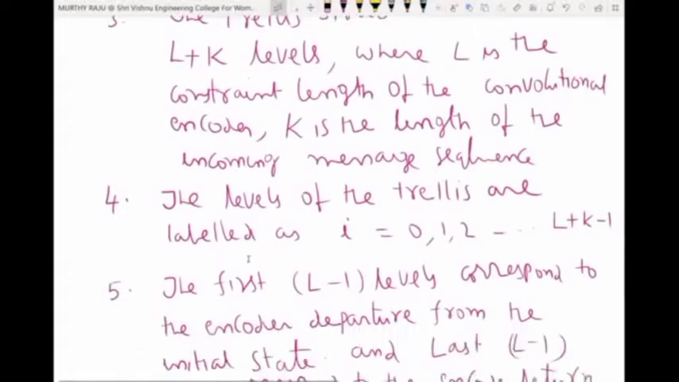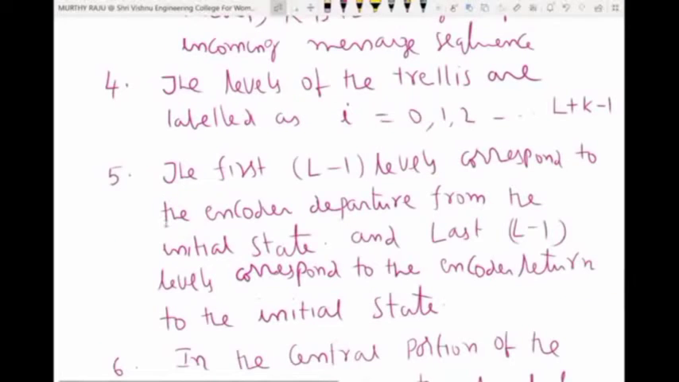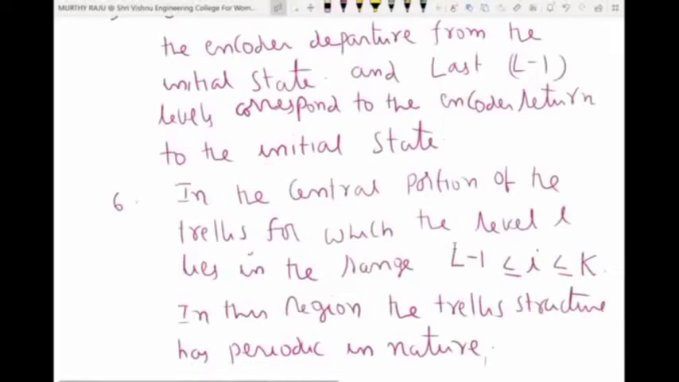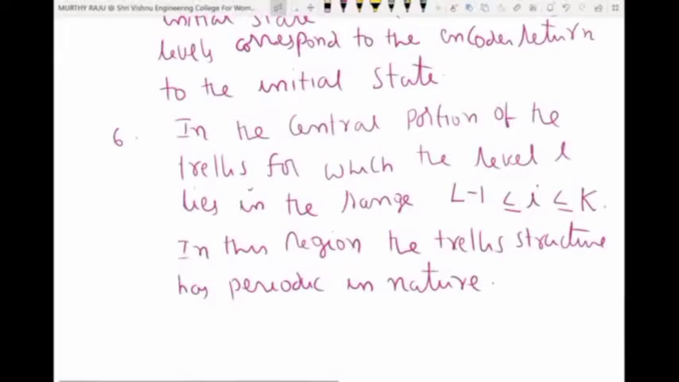The first L-1 levels correspond to the encoder departure from the initial state, and the last L-1 levels correspond to the encoder return to the initial state. The central portion of the trellis, for which the level l lies in the range L minus 1 less than or equal to i less than or equal to K. In this region, the trellis structure is periodic in nature.